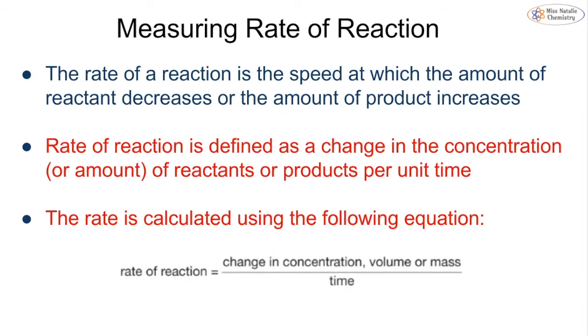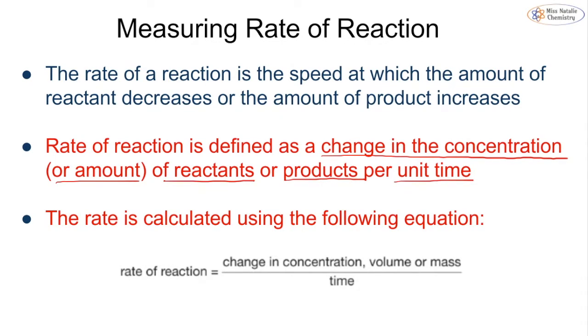So we're going to start off with what actually is a rate of reaction. Well, the rate of a reaction is defined as the change in concentration or the amount of either your reactant or your product per unit time. Now that's very important that we're talking about how much product is being formed or how much reactant is being used in a specific time frame. So we might look at over a course of 10 minutes or 5 minutes or even 1 minute.